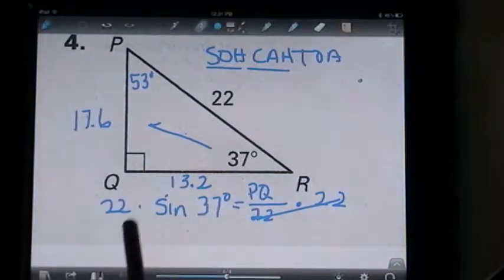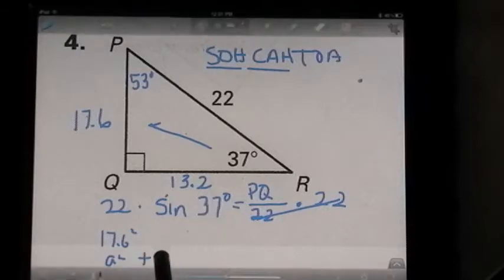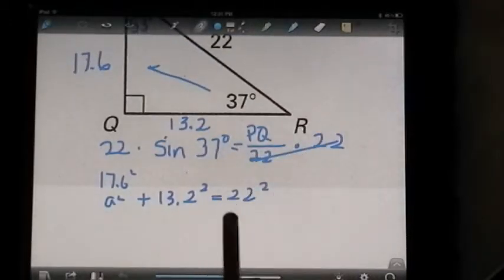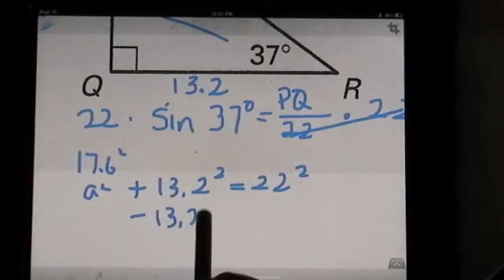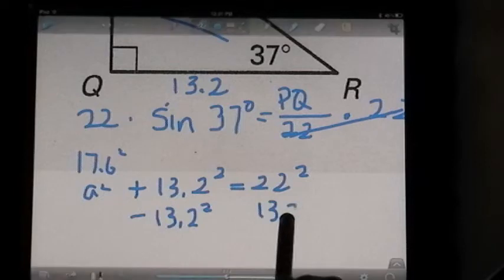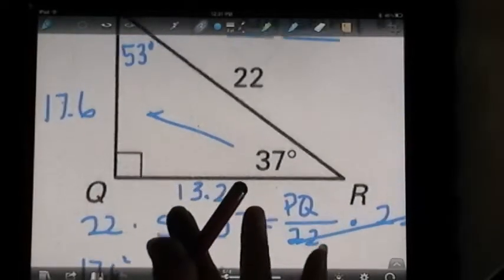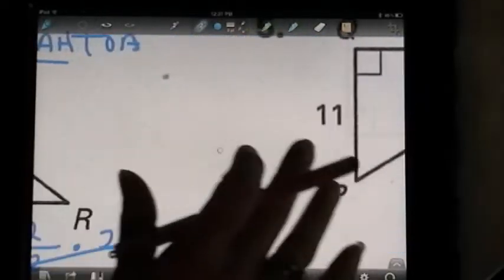Okay, let me tell you why I did it that way. The legs squared, 17.6, or in this case we didn't know it, a squared plus 13.2 squared equals 22 squared. To find a squared, we needed to subtract 13.2 squared from each side. And rather than write all that out, I just did it all in the calculator. And we have solved that triangle because we know every side and every angle. Let's do another one.